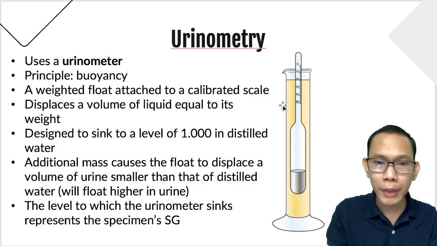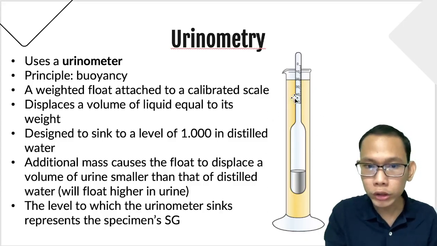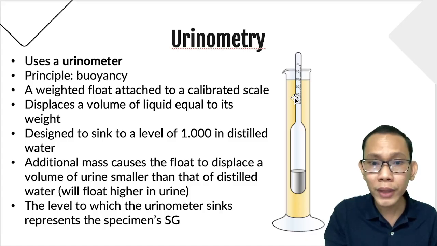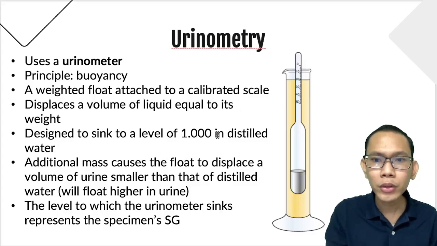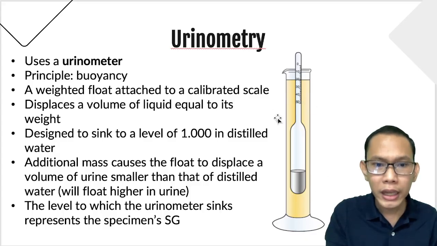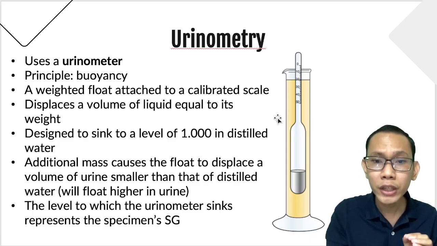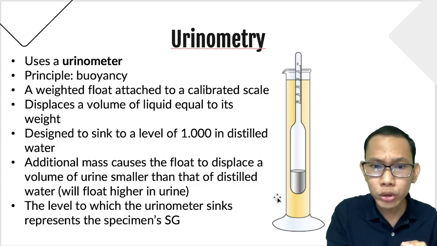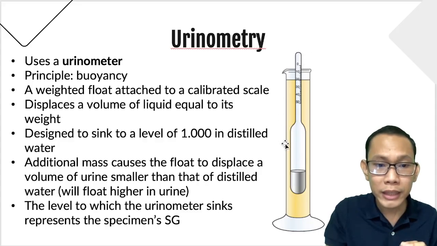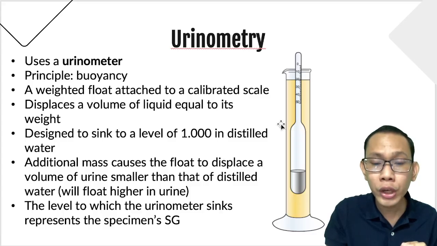For example, as we all know, water has no solute. It is purely solvent. Therefore, your urinometer will sink to this level. But when our sample is urine, remember, urine will have solutes, dissolved chemicals present in it. Therefore, what will happen? Because of the additional mass in our urine, our urinometer will have difficulty sinking. That is why it will float higher in urine. It will rise, and you can now identify your specific gravity.